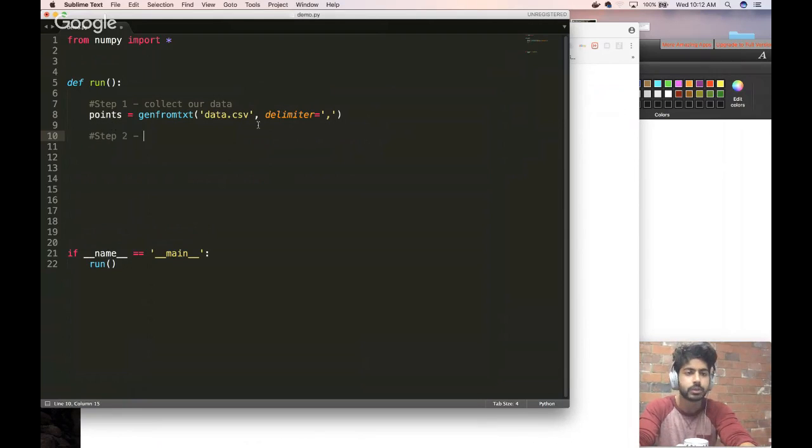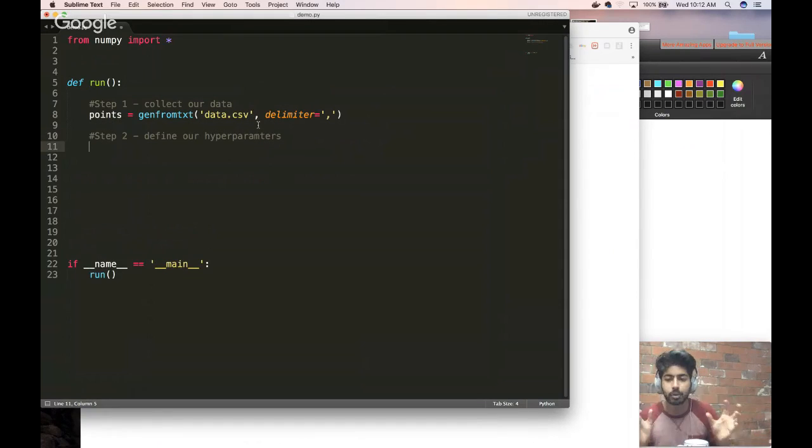Now step two is to define our hyperparameters. Okay, in machine learning, we have what are called hyperparameters. These are tuning knobs for our model. They are basically the parameters that define how our model is analyzing certain data, how fast it's fitting to the data, what operations it's performing on the data. There's a whole bunch of hyperparameters.